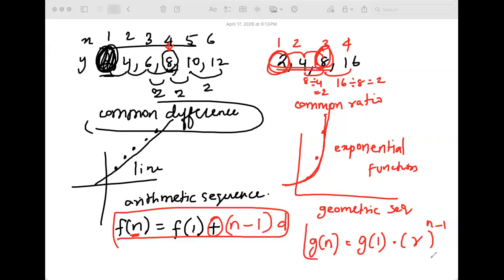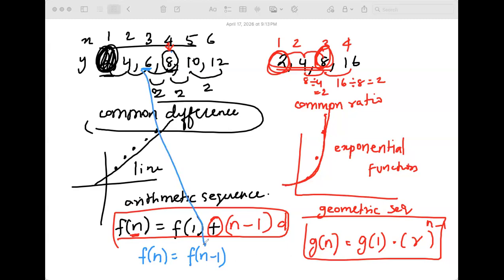That's all. There's nothing else you need to know. Maybe one more thing. When you know the previous term, f of n minus 1, suppose you know 6, what is the next term? You know 6, that is f of n minus 1, and you want to find 8. So you just add the common difference in an arithmetic sequence. Whereas g of n will be equal to g of n minus 1 times r. You got it?